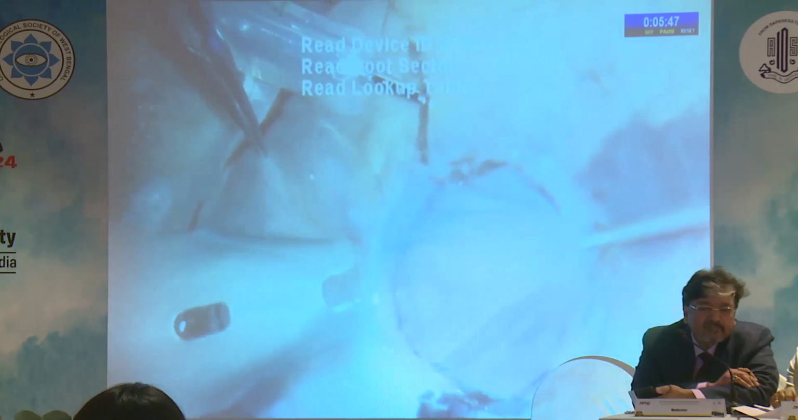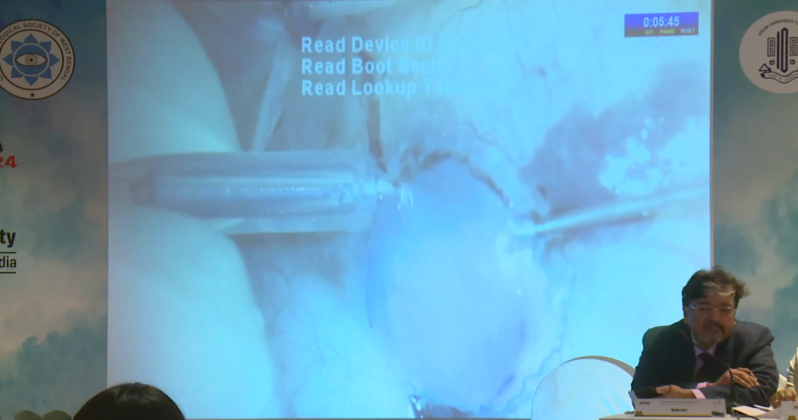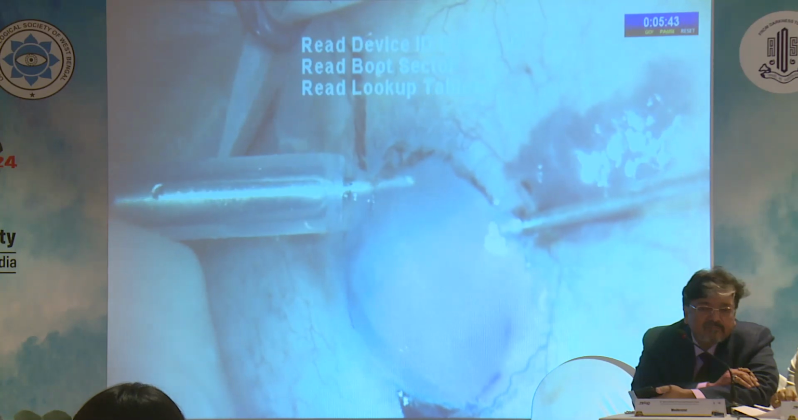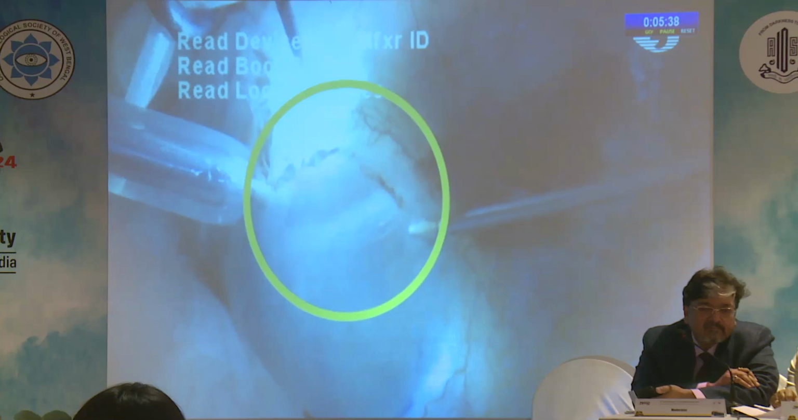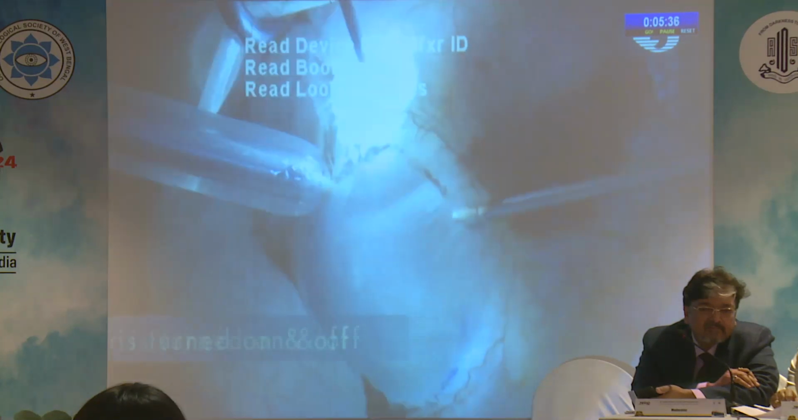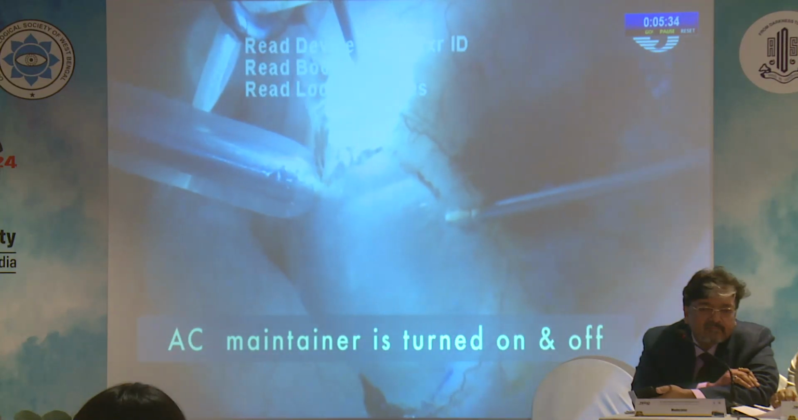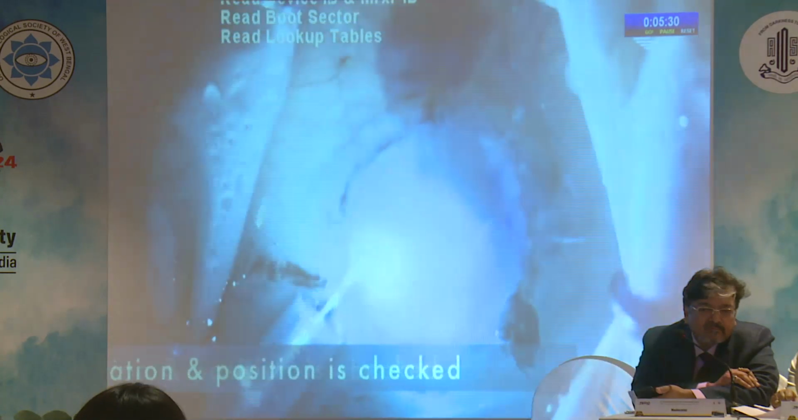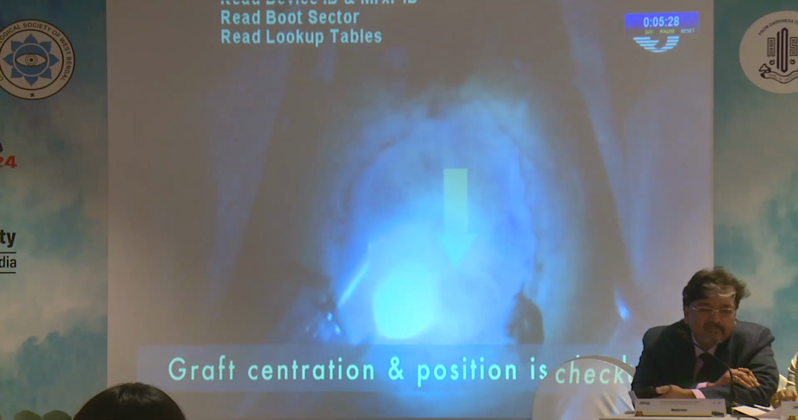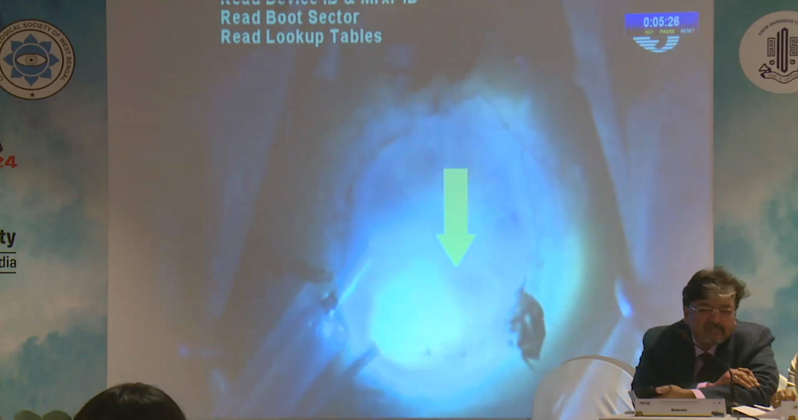Without letting go of the lenticule, the assistant puts the AC maintainer back into place. We again use the light pipe and find that the graft edge is folded. It is imperative to rapidly switch the AC maintainer on and off to help unfold the graft. The graft position is checked, and the F mark orientation is found to be correct.